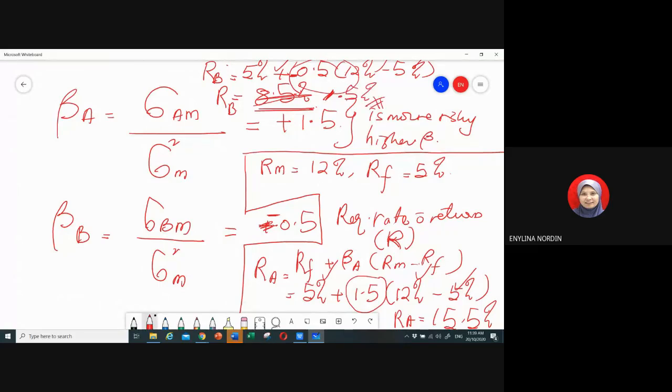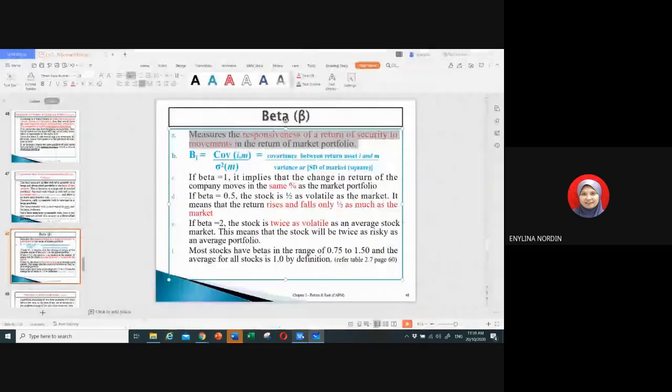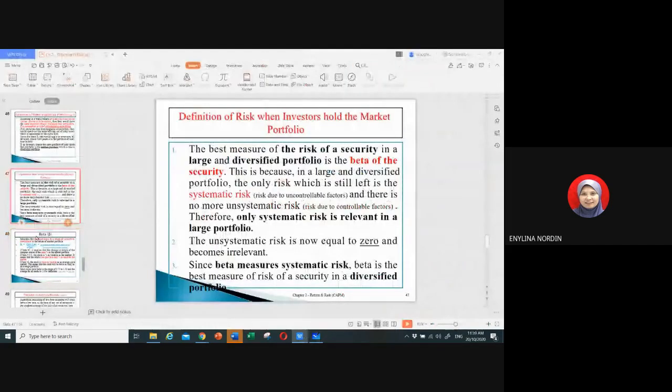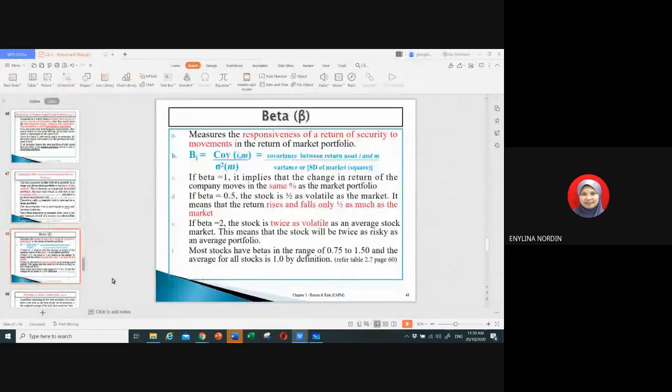Can? So that is how we apply the CAPM, and that is how the beta is used in the calculations of the returns. Okay? Can? Okay. Any questions? No? All right.